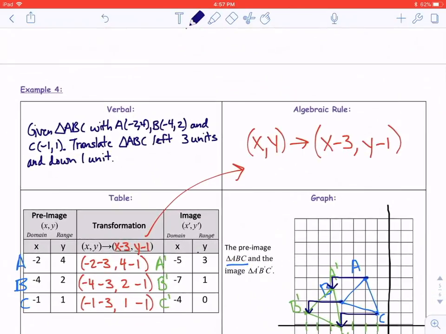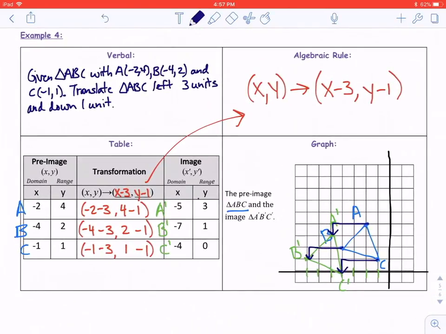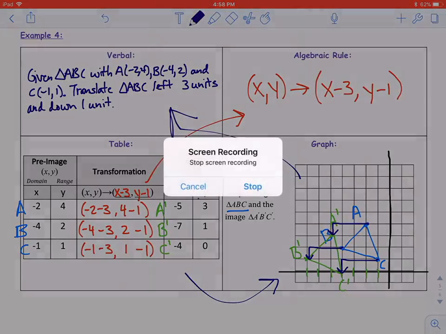Alright, so once again we have all 4 parts of our representation. We started out with part of our table, we then wrote the algebraic rule, we then graphed it, and then we wrote out the description of what happened verbally. So that's it for this example.